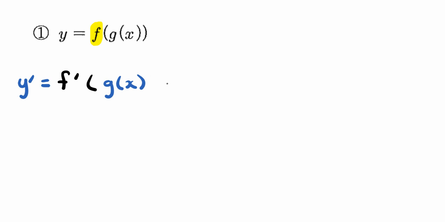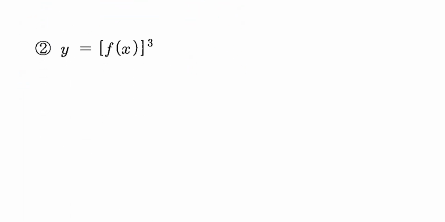So everything on the inside remains the same, and then you multiply by the derivative of the inside, and the derivative of g of x is just g prime of x. And that's your derivative for question number 1. So we start on the outside, and then we take the derivative of the inside. All right, let's move on to question number 2.